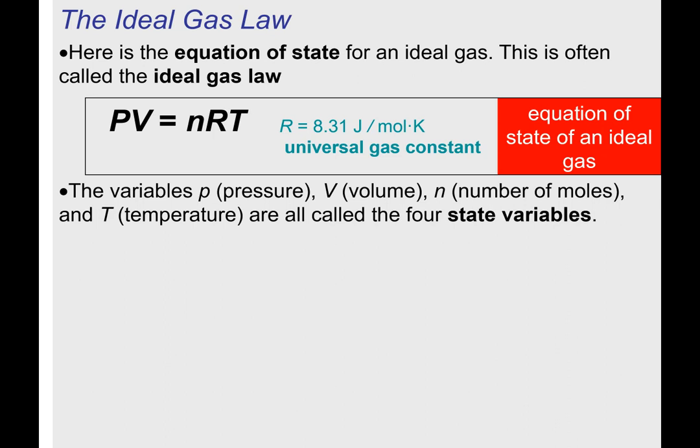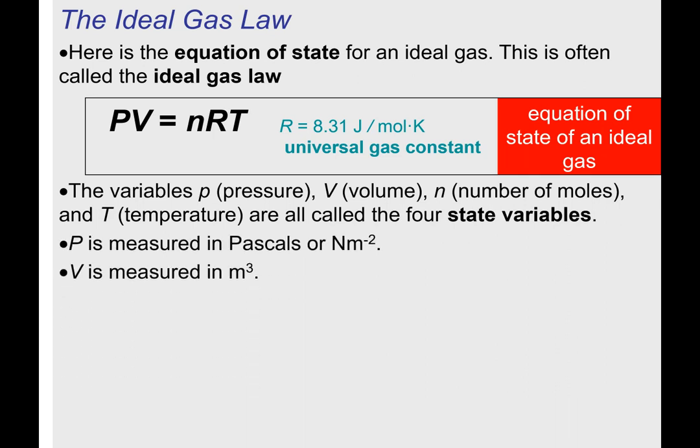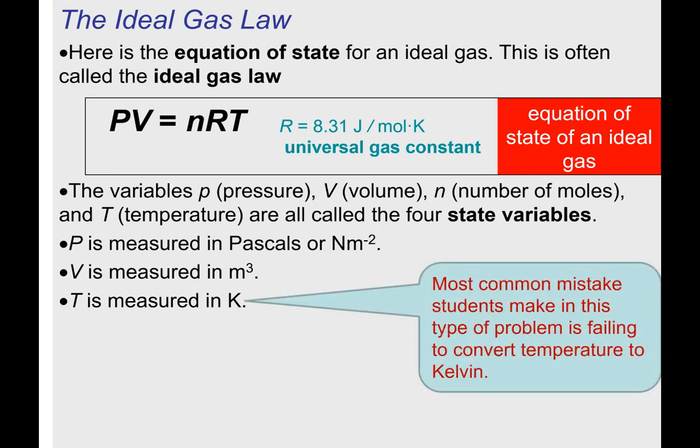So let's just remember pressure is measured in pascals or newtons per meter squared. Volume is measured in meters cubed. And the temperature is measured in Kelvin. I just want to pause on this point for a second. I want to emphasize this point. When students work problems that require them to use the ideal gas law, the most common mistake they make is they fail to convert the temperature that might be given to them in Celsius to Kelvin. Don't make that mistake. If you get a temperature in Celsius, you have to convert it to Kelvin before you start doing calculations.